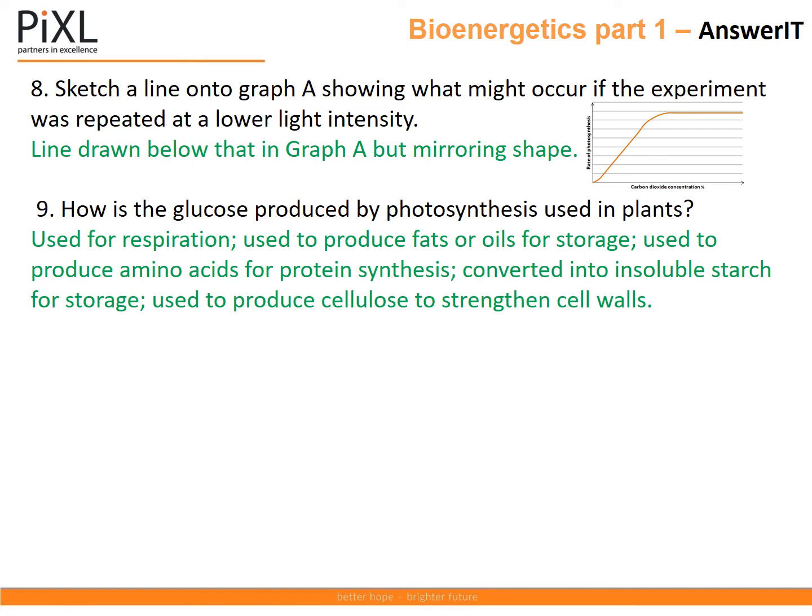Question number 9, how is the glucose produced by photosynthesis used in the plants? So there's 5 that we need to remember. So hopefully we got 5 or near enough to 5. So we got respiration, to make fats or oils, to make amino acids, or you could have said proteins, to make insoluble starch, or just starch, and used to make cellulose for cell walls.